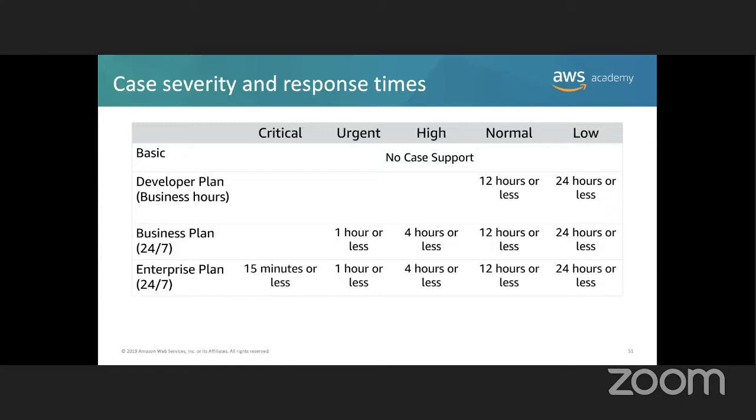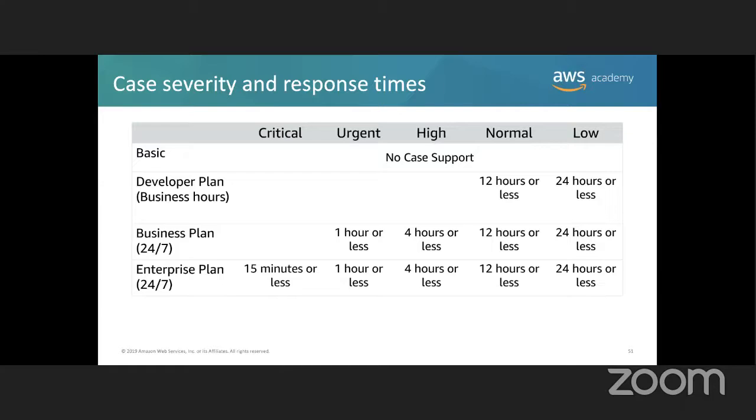You can open a case when it's urgent, but not when it's critical. Critical is only for enterprise, right? So when it's urgent, you open a case, and they will get back to you in 1 hour or less. If it is high, which has a lower priority than urgent, it is 4 hours or less. If it is normal, it's the same as developer, 12 hours or less. And if it is low, the same as developer, 24 hours or less.